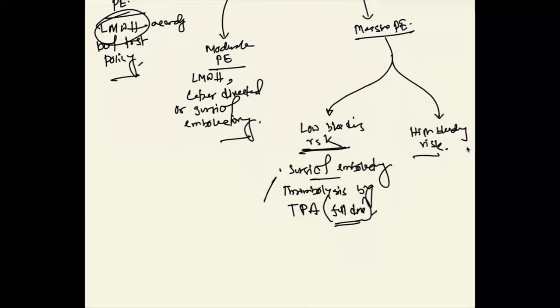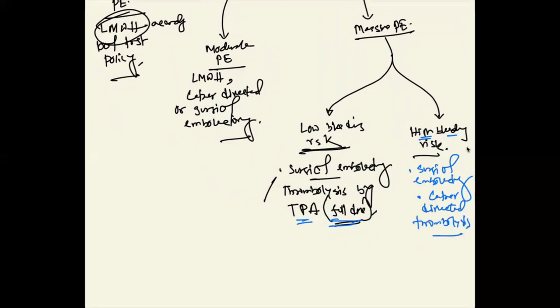If the patient is at high risk of bleeding, you can also treat the same way, with surgical embolectomy. But remember, full dose or direct tissue plasminogen activator is contraindicated here because there is a high bleeding risk. Exactly, the bleeding chance is high. So you can give tissue plasminogen activator by catheter directed thrombolysis.